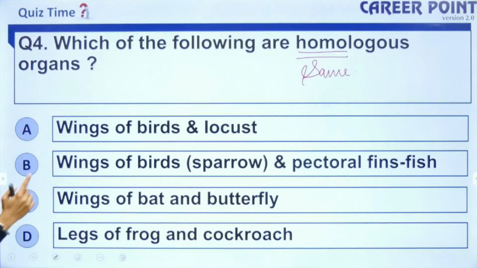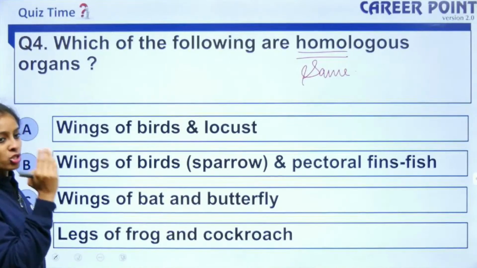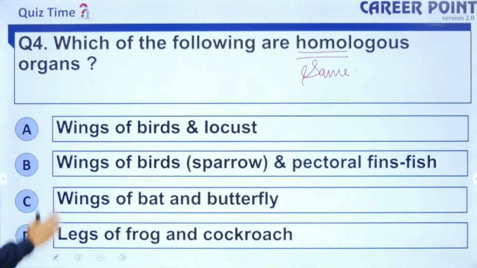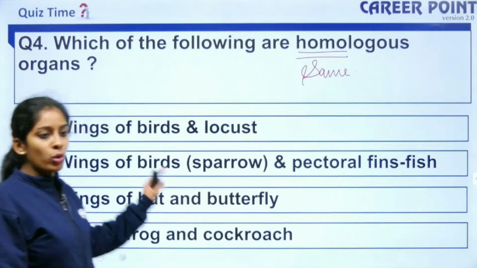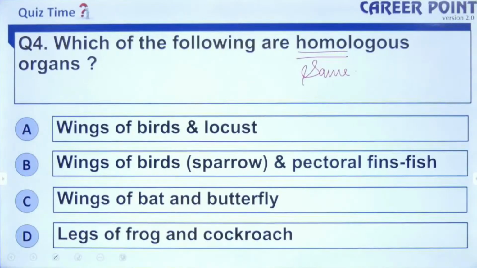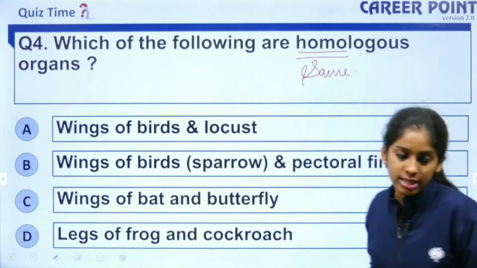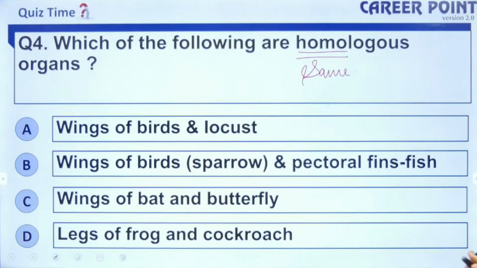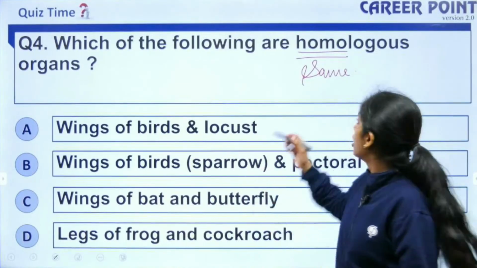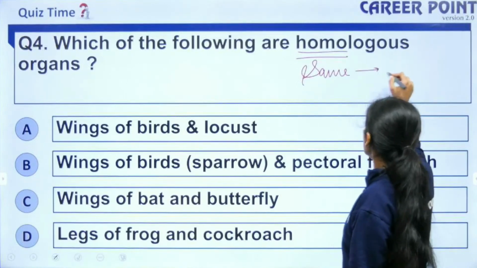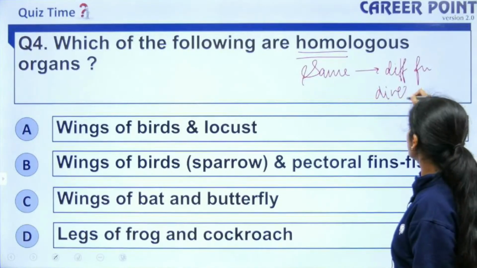Wings of birds and locust. Locust is your grasshopper. Wings of birds like sparrow and pectoral fins of fish. C, wings of bat and butterfly, legs of frog and cockroach. So which one here is the right option? Please take a minute, understand the question, comprehend the options and then tell me the answer. Which is having the same structure but different function? Homologous means same structure but different function. This is called divergent evolution.